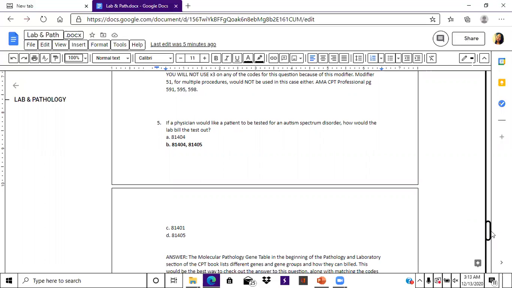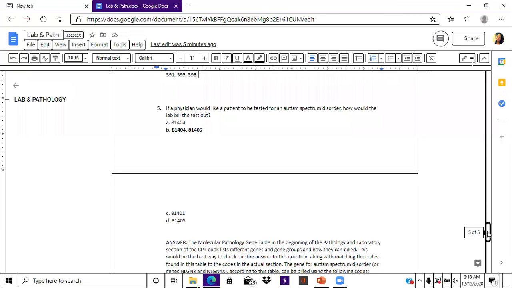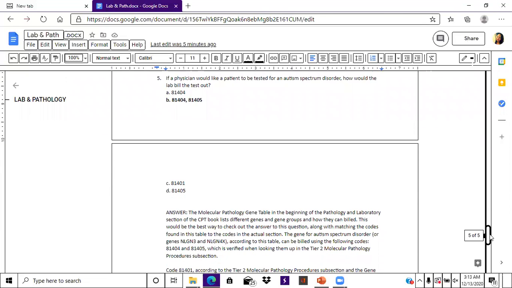Okay, number 5. If a physician would like a patient to be tested for an autism spectrum disorder, how would the lab build the test out? See your options here: 81404, then 81404 and 81405, then 81401, and then 81405. So it's going to be B, 81404 and 81405, and let me tell you why and why not.